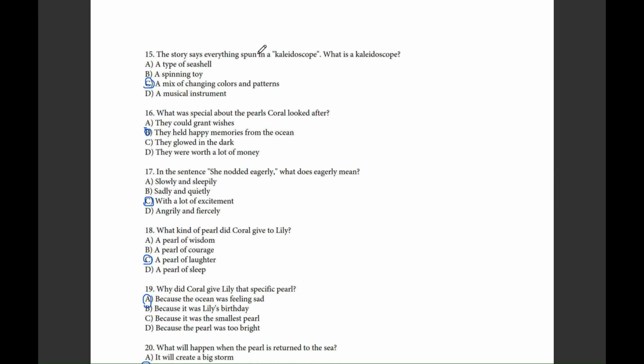What exactly is a kaleidoscope? Could it be one of these choices? A. A type of seashell. B. A spinning toy. C. A mix of changing colors and patterns. Or D. A musical instrument.